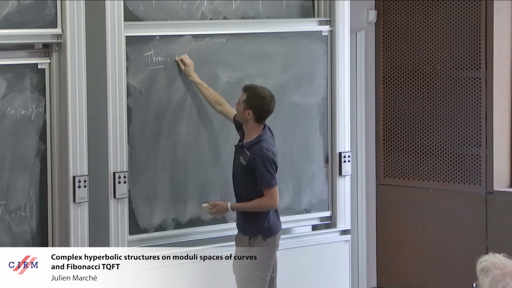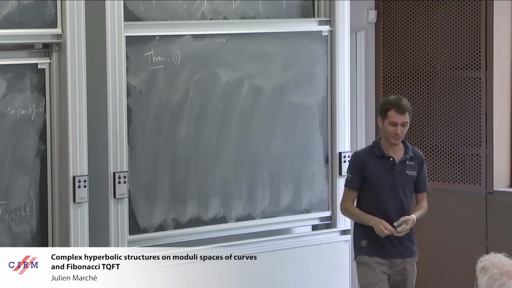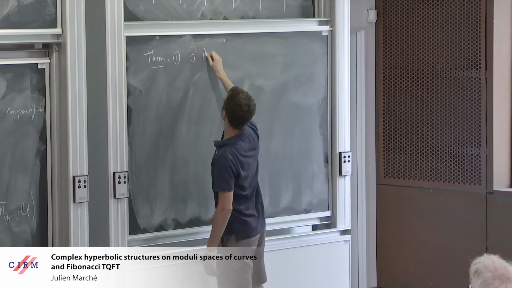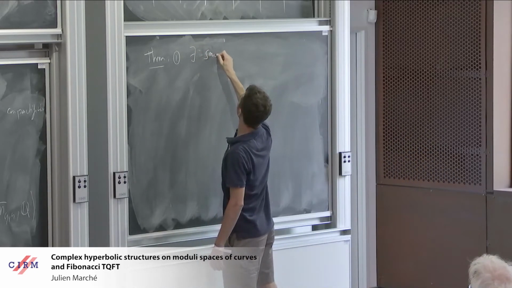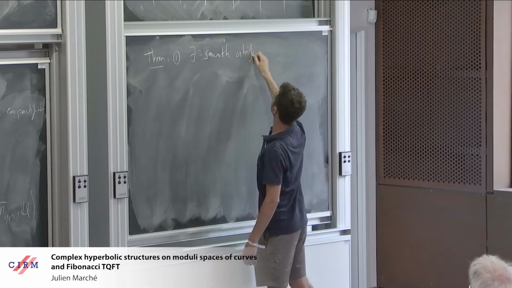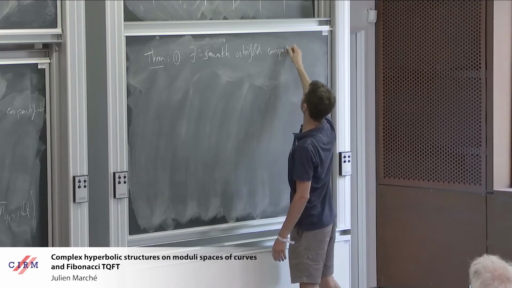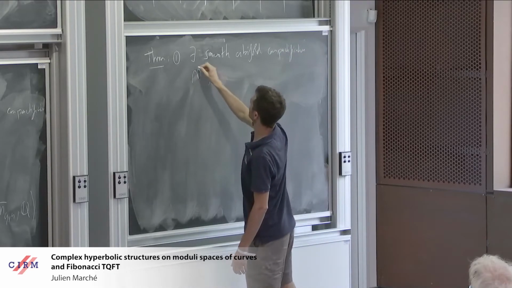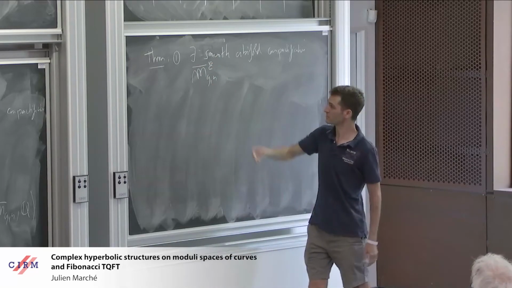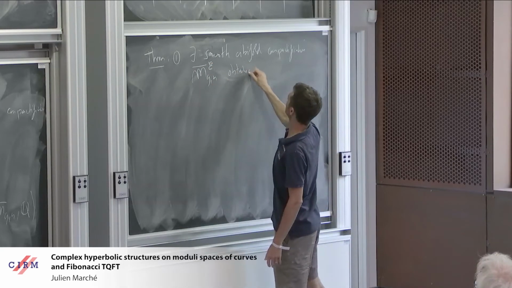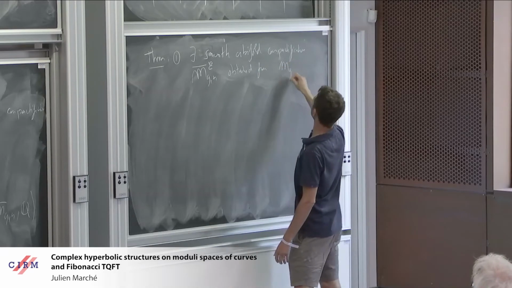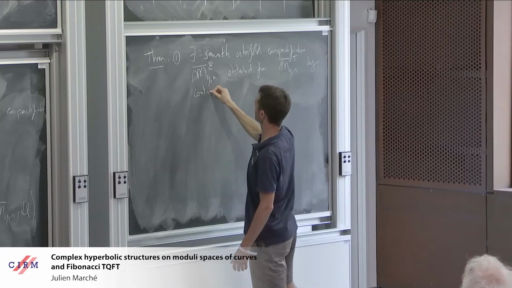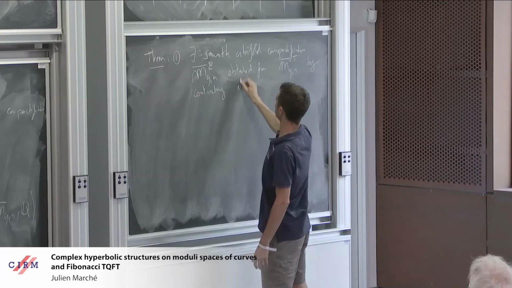So the theorem, there are two parts. First one is somewhat technical, but it's fundamental to explain the second one. So there exists a smooth orbifold compactification. I call it MGN bar E, and it is obtained from MGN bar 5 by contracting, I explain in one second, contracting elliptic tails.